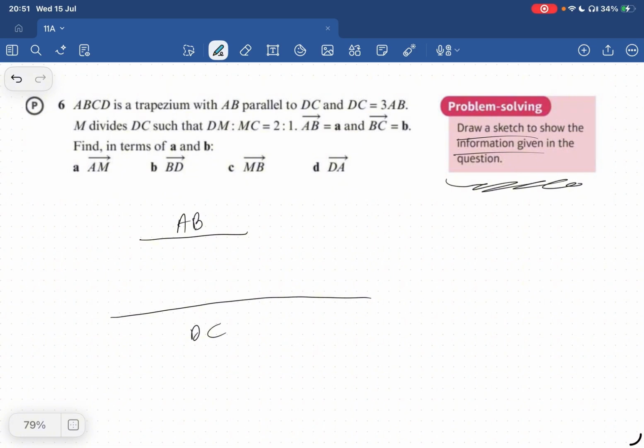M divides DC such that D to M is 2 to 1. So this is M, this will be D, this will be C, and this is now in this 2 to 1 ratio. So A to B is going to be labeled A. Let's replace this. A and B. A to B is A, and then B to C is B. And then we'll just connect this here.